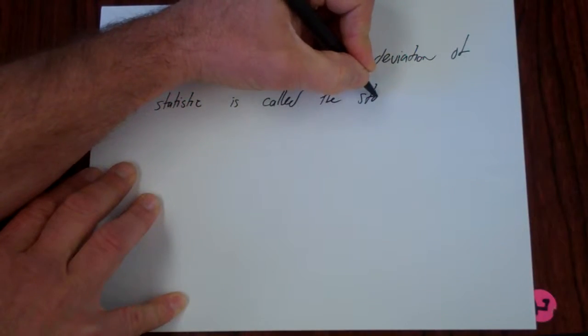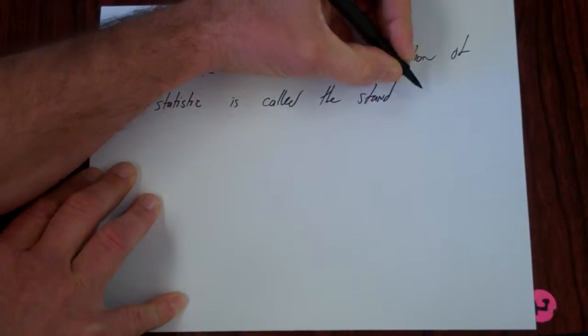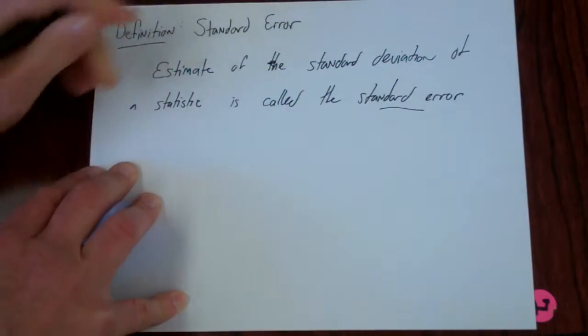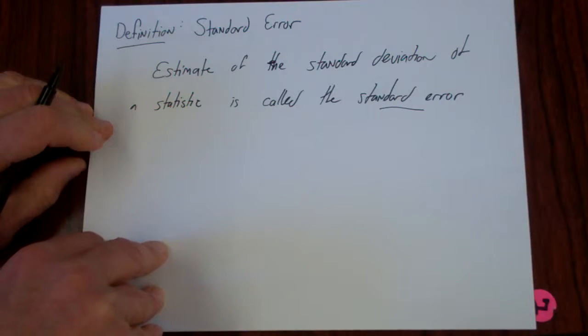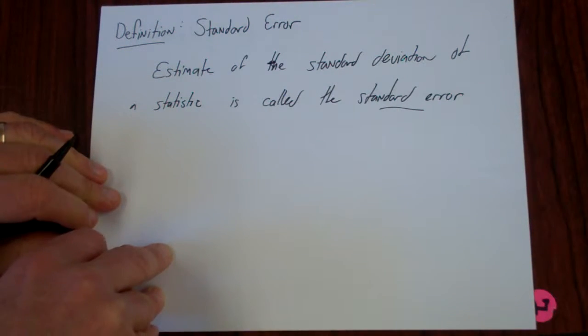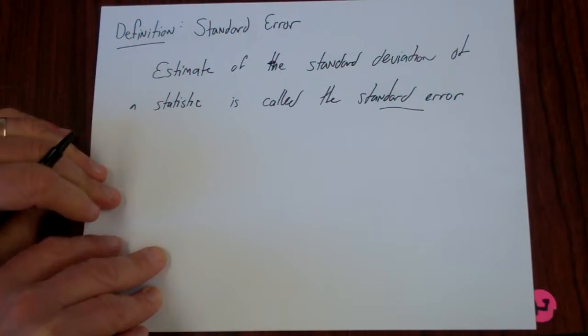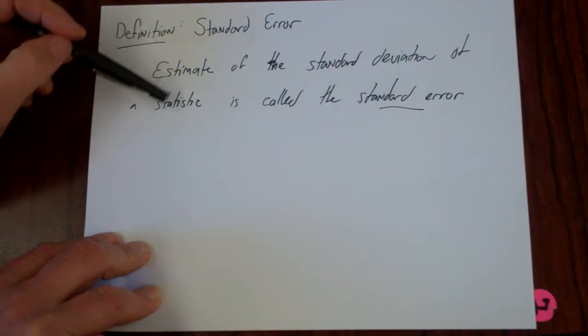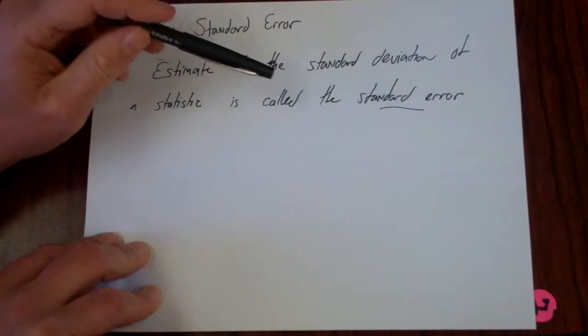So the basic idea is this. When we've done problems before, we've always assumed that we knew what the standard deviation was. But in fact, we often don't know that, so we have to estimate it. We estimate it from the sample. Whenever we use the sample to estimate the standard deviation of a statistic, we get the standard error.